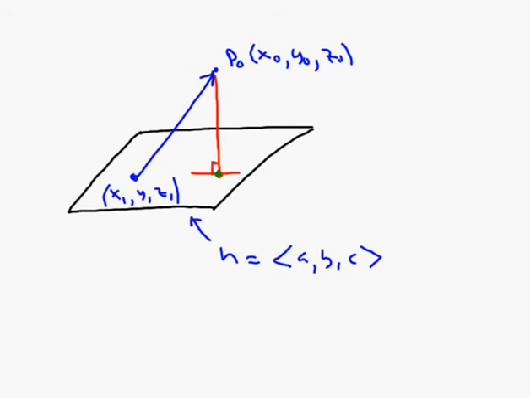Okay, so what I really want is this. I want the projection, or I'll say the component, of the vector P0 minus P1 onto the normal vector to the plane. If I find that number, that would be the distance between the point and the plane.